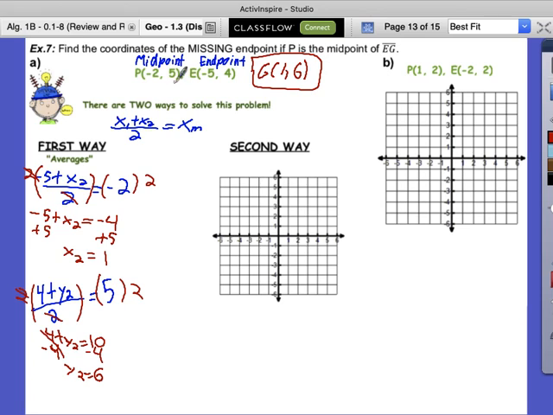We can plot these points. -2 comma 5. Let's plot that and label it P if we know it's our midpoint. And then -5 comma 4 is E.